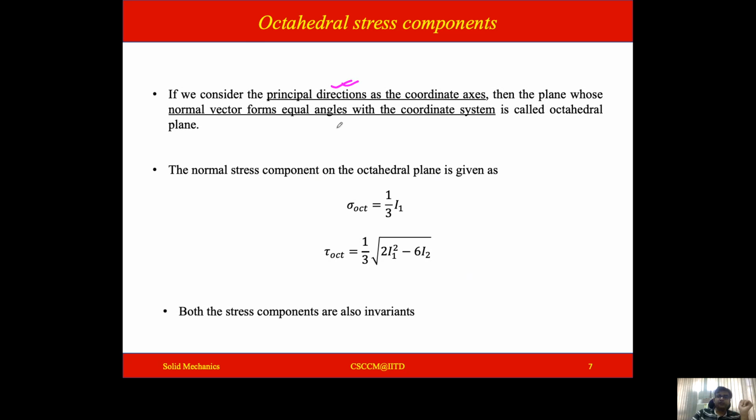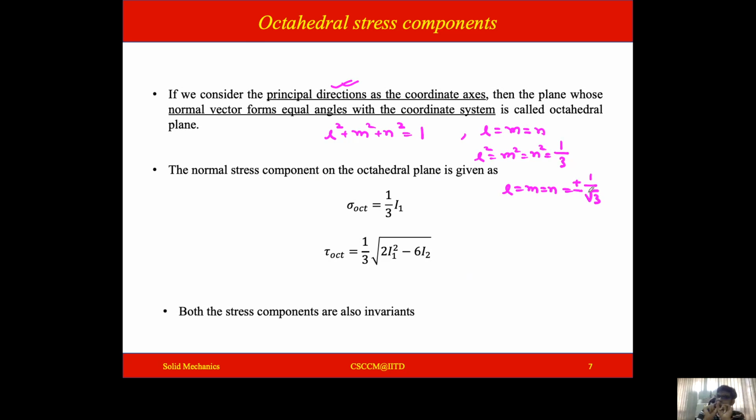So what does it mean? We have this equation, right? L square plus m square plus n square is equal to 1. And now as per this condition, we have L equal to m equal to n, which means L square is equal to m square is equal to n square is equal to 1 by 3, which means L equal to m equal to n is equal to plus minus 1 by root 3. So that is what octahedral state of stress is.